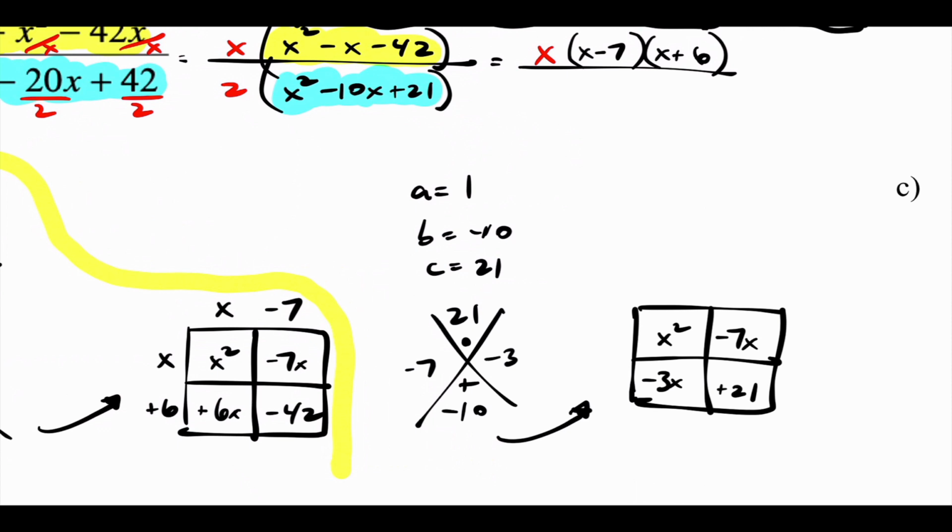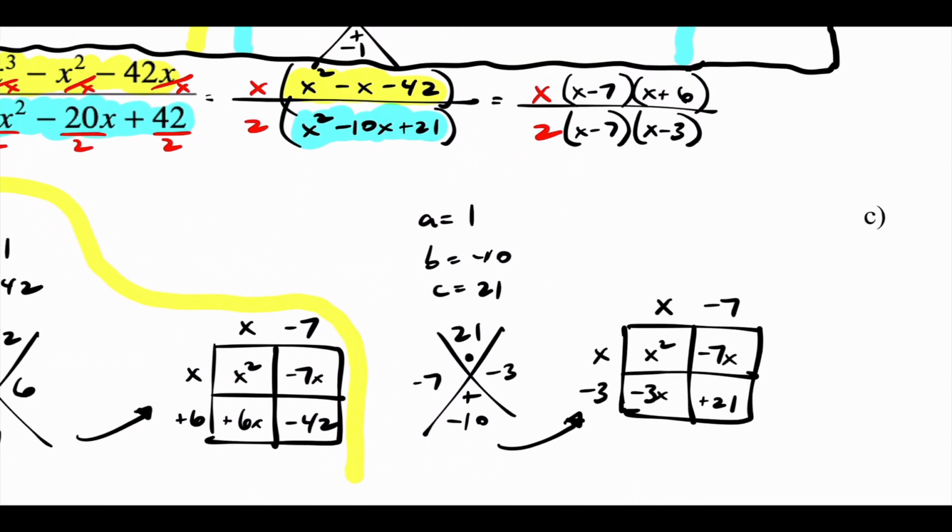Okay. X minus 7, X minus 3. And then GCF in front. That was the blue.